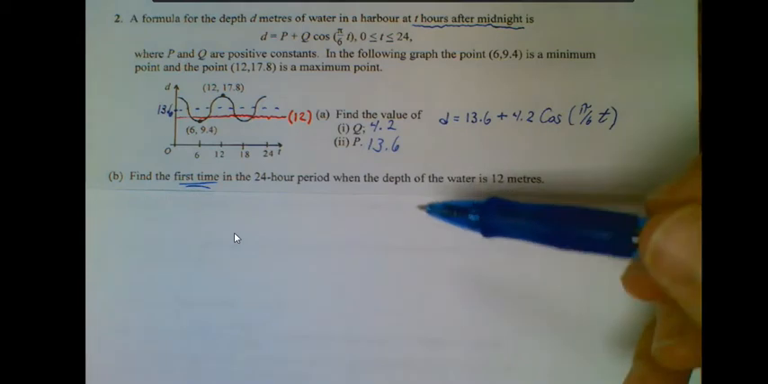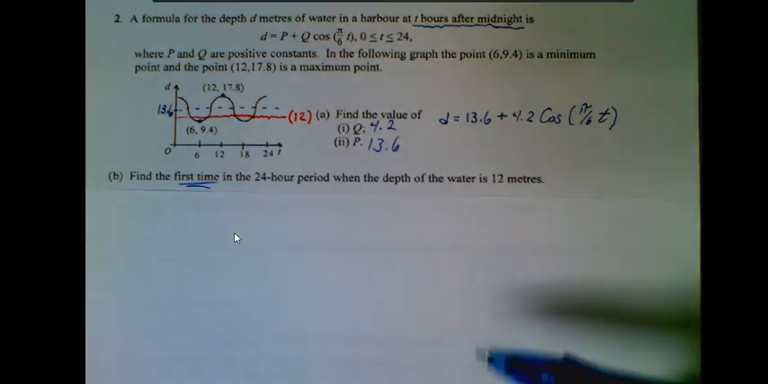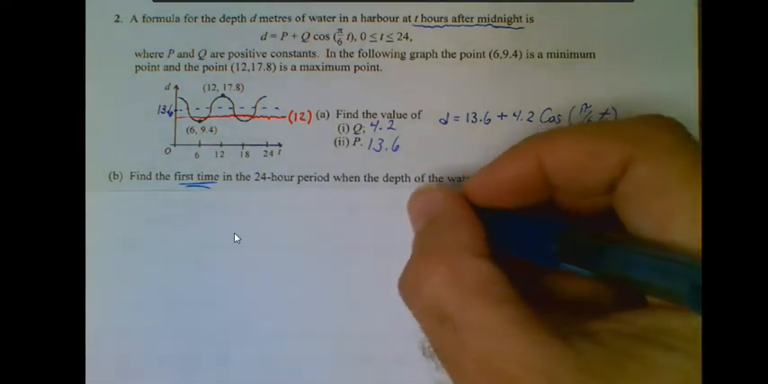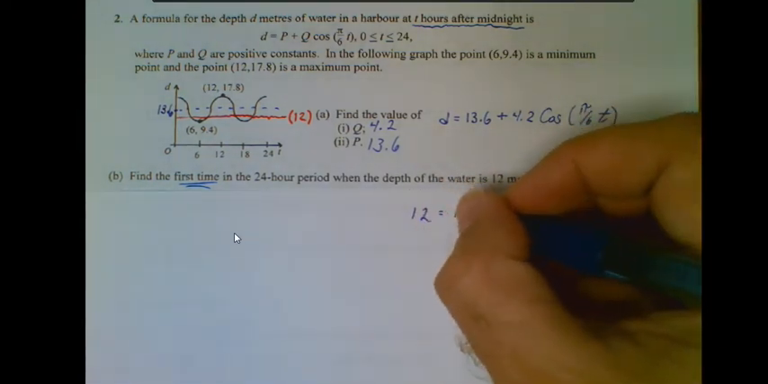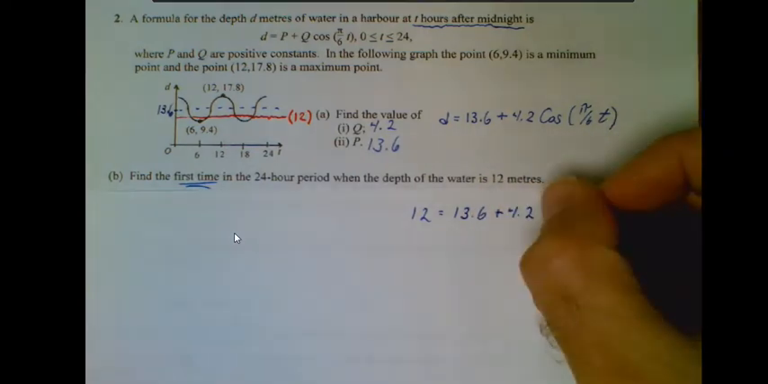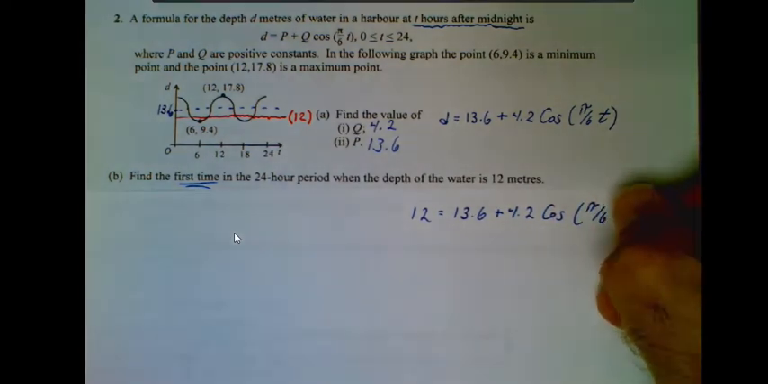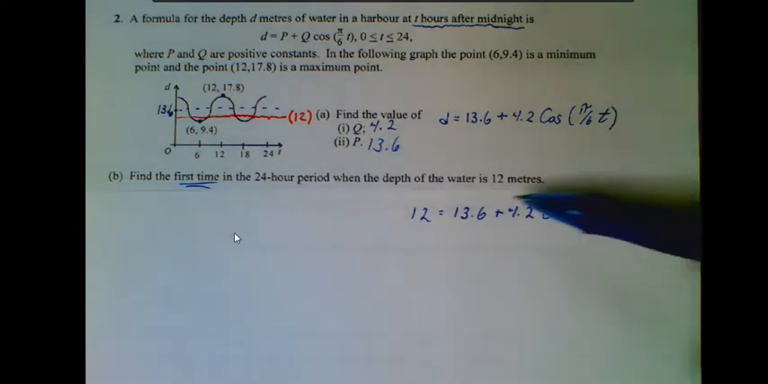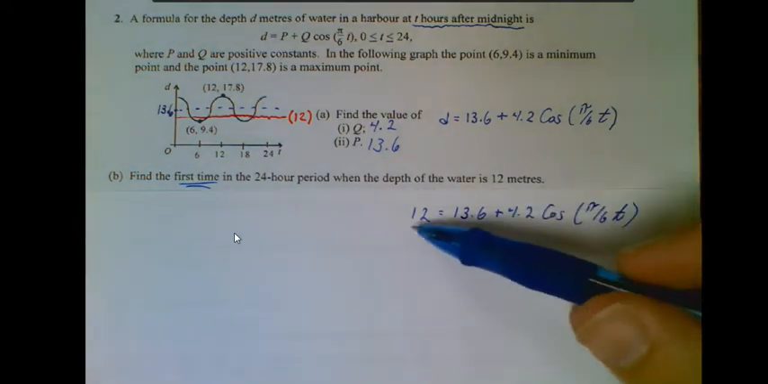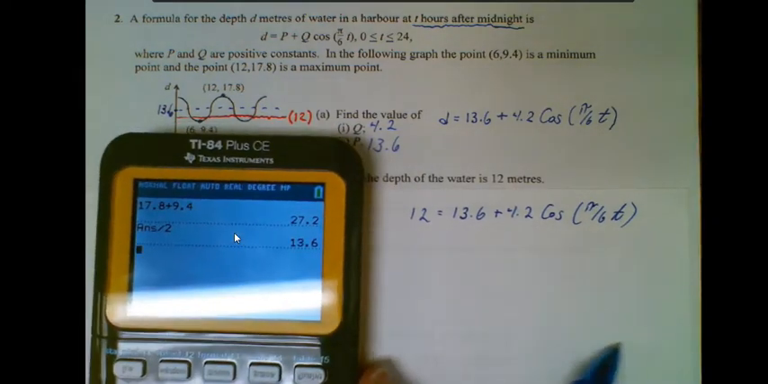So for this problem, the first time where the depth is 12, so they're giving us a value for D. So if I plugged in a 12 right there, we're just looking at this equation, which we've been solving these types of equations all chapter. So this is certainly something we could do by hand. I'll show you on the calculator as well. So we could certainly solve this by hand. If I subtract my 13.6, divide by 4.2, then take the inverse cosine of that function.